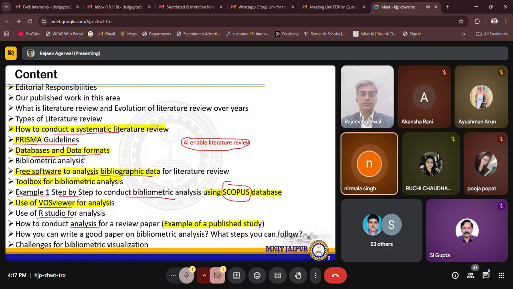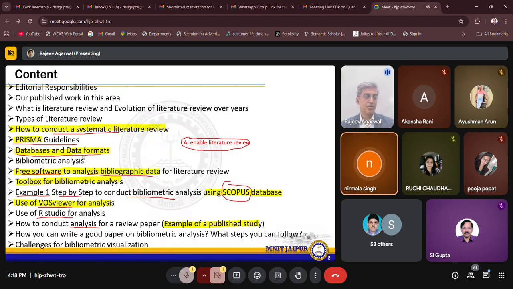Sir, myself Nirmala Singh. I am a PhD scholar from BIT Noida. Sir, actually, the session was very good. I have one question. Generally, now people used to say it is difficult to go for publication of bibliometric papers. So, is it the fact that we should not?